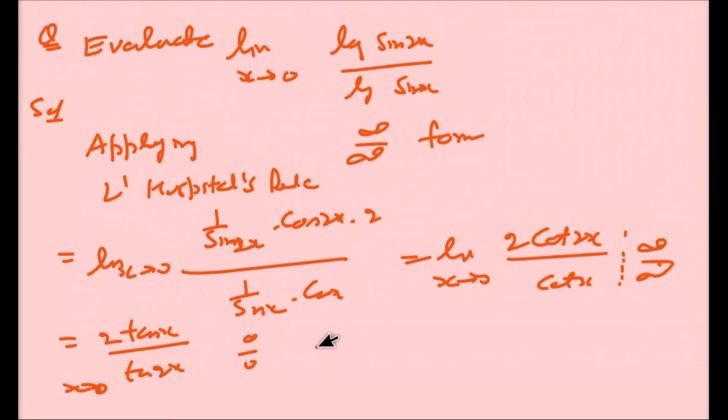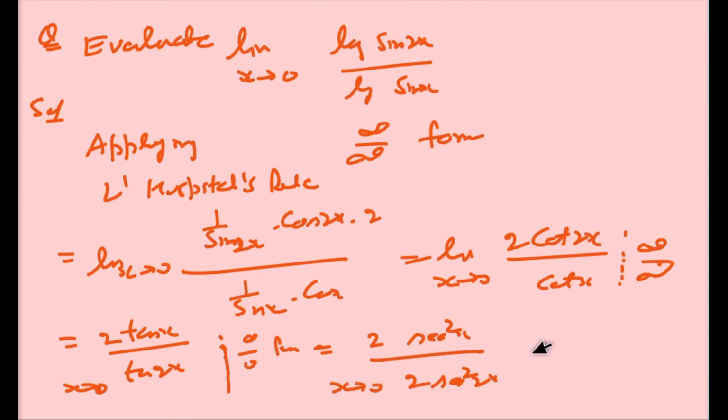So now it is the 0 upon 0 form. Okay, hence we use L'Hospital's rule again: derivative, 2 sec square x upon 2 sec square 2x, x tends towards 0. Now if we put here 2 into 1 square upon 2 into 1 square, equal to 1. So this is your required answer. This is a very important point. If it is infinite upon infinite form, somewhere you have to reduce it to the 0 upon 0 form, otherwise the process will never end.